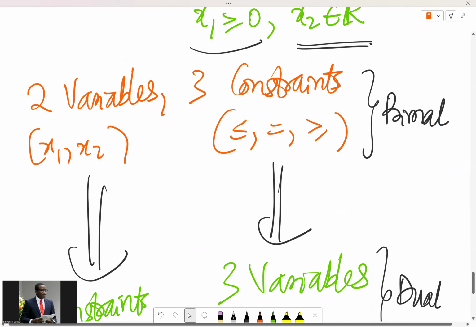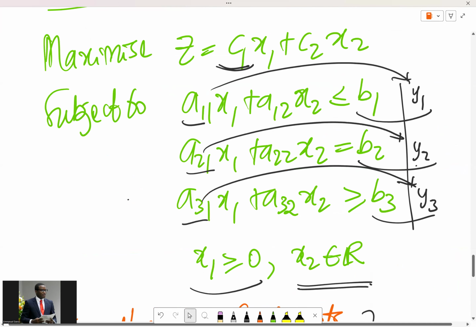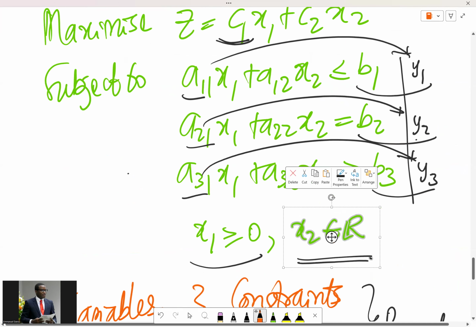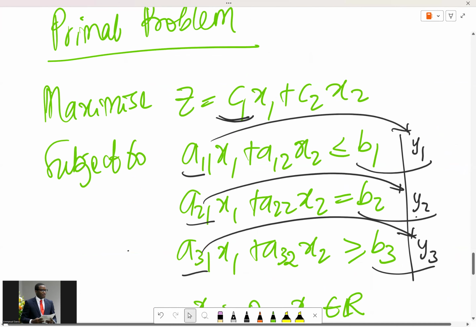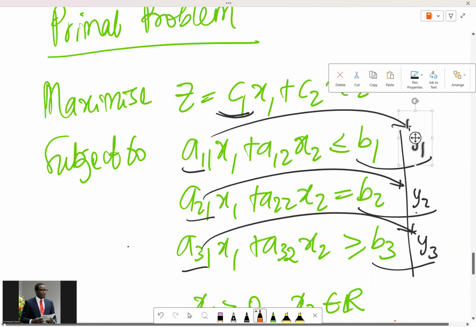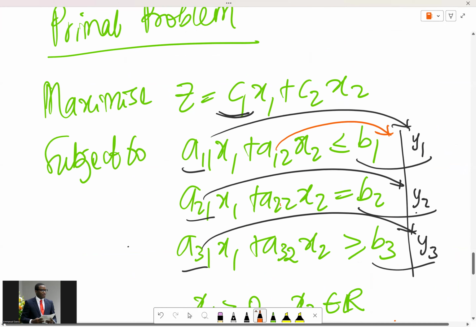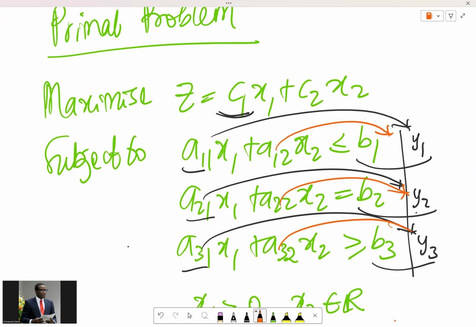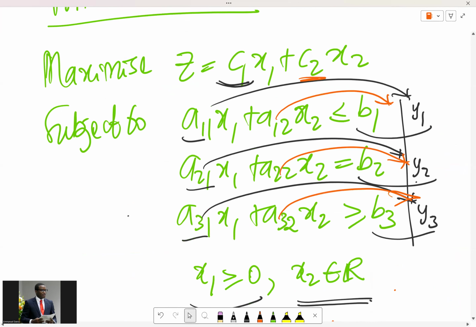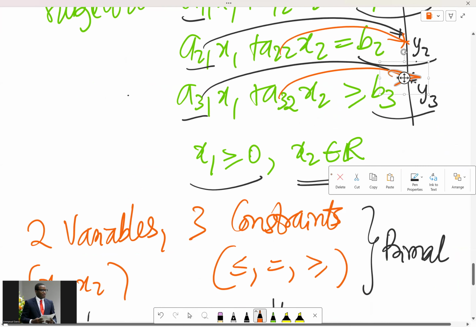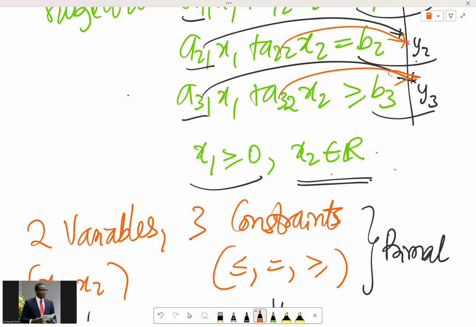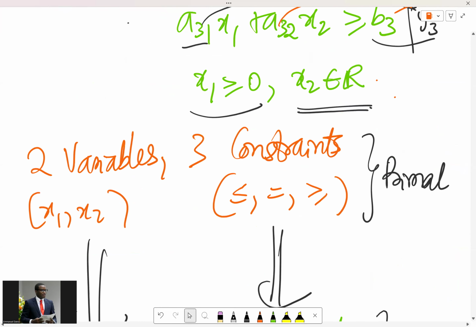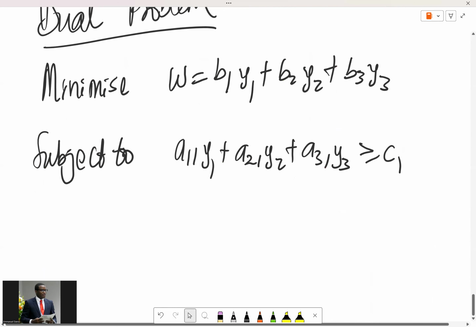And how do we get the constraint again? So now, if I can change the marker, let me change it to this. So now we are going to have A12 Y1, A22 Y2, A32 Y3 equal to C2. It is equal to now because the second variable is a free variable. So the constraint corresponding to it is going to be an equality constraint.